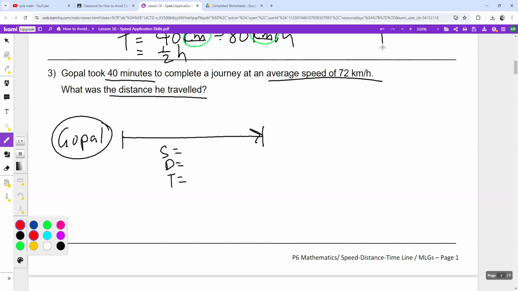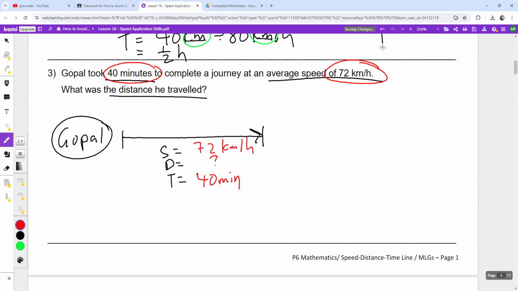So what do we do next? The next step is to plug the numbers in. The time taken for Gopal to travel is 40 minutes, and the speed of Gopal is 72 km per hour. So what's the distance? Question mark. Last lesson we talked about a common careless mistake. In this question, there is another very common careless mistake that students will make.